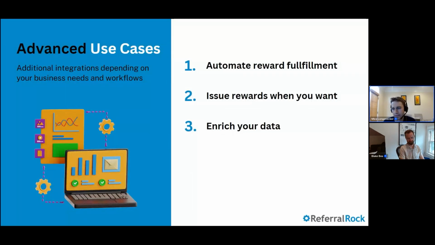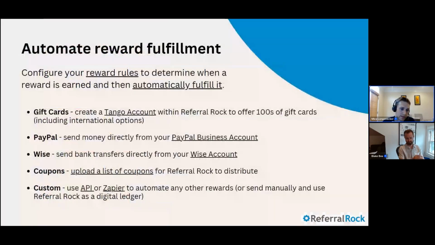The first of these, and this one is pretty common, is automating reward fulfillment. This is a very text-heavy slide, but what we're trying to show here is there are a number of different rewards that you can fulfill automatically through Referral Rock. The way you do this is first you configure your reward rules, which I'll show you how to do in just a second, and then you set up one of these payout types for automatic fulfillment.